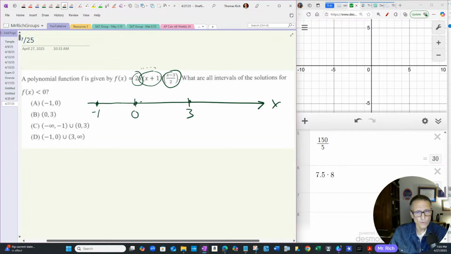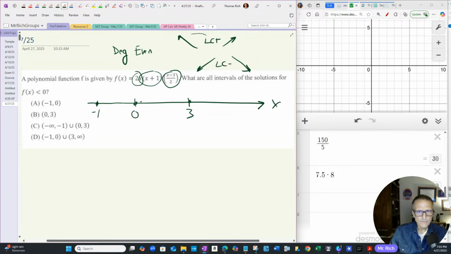I also know that this is a third-degree polynomial with a positive leading coefficient. So from your Algebra 2 class, you should remember that you need to know about what we call end behaviors, and that is that if the degree of your polynomial is even, then the end behaviors are up to the right and up to the left. The end behaviors are going in the same direction if your leading coefficient is positive, but they're both going down on the ends if your leading coefficient is negative.